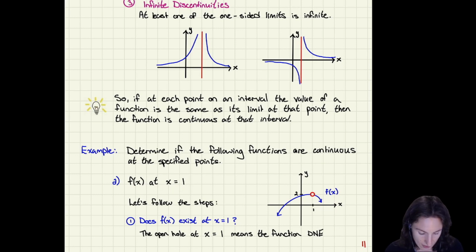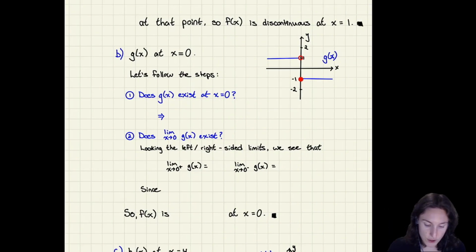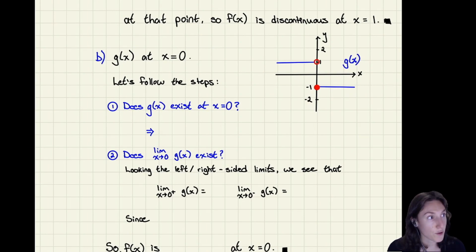So let's go through the steps. Does f of x exist at x equals 1? And we see by this little hole here that that is not the case. We have an open hole at x equals 1, which means our function does not exist at that point. So we would say that our function is discontinuous. Let's look at our next one.